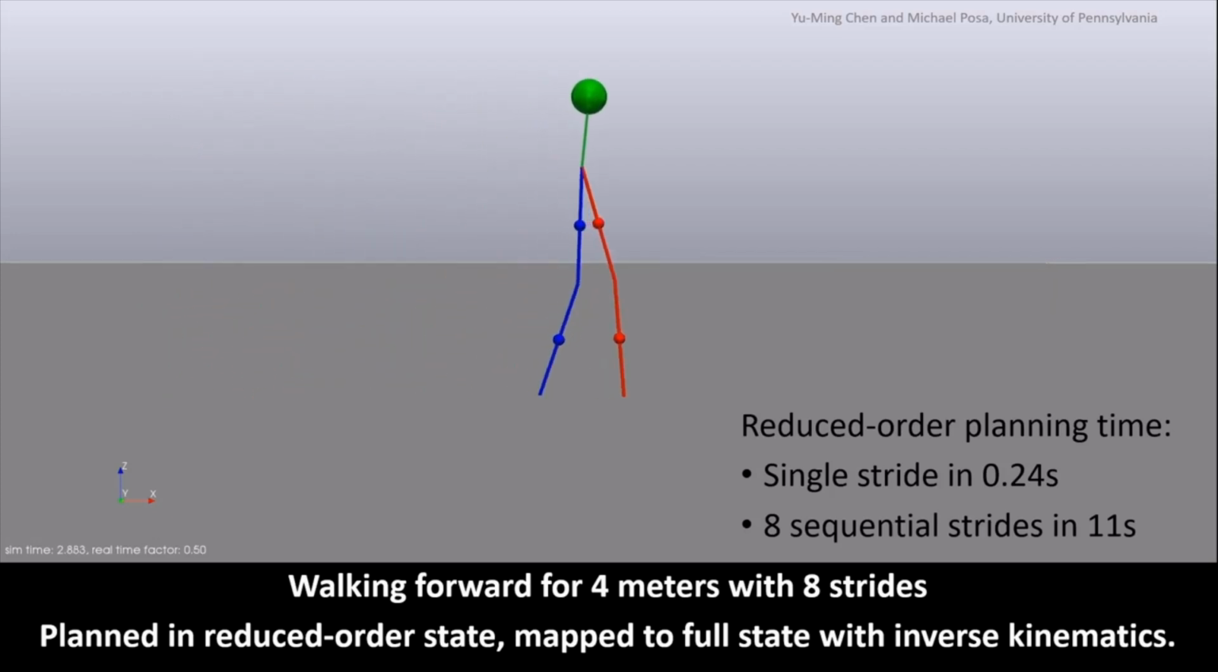Here is the result of the planned trajectory. The task is to walk for 4 meters in 8 strides, and we ran inverse kinematics to visualize the gaits of the full model.